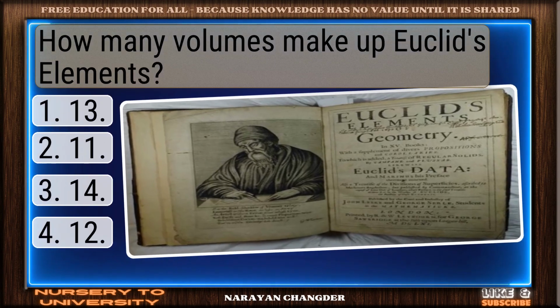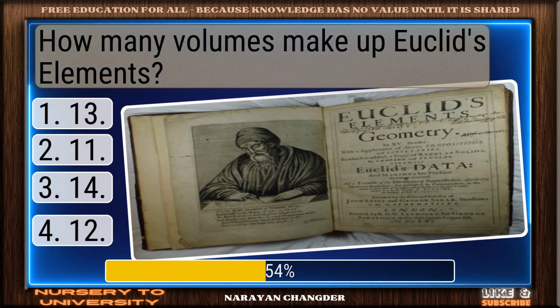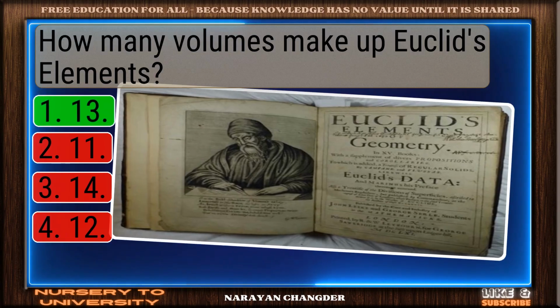Question number 39. How many volumes make up Euclid's Elements? Perfect. 13 is the correct choice.